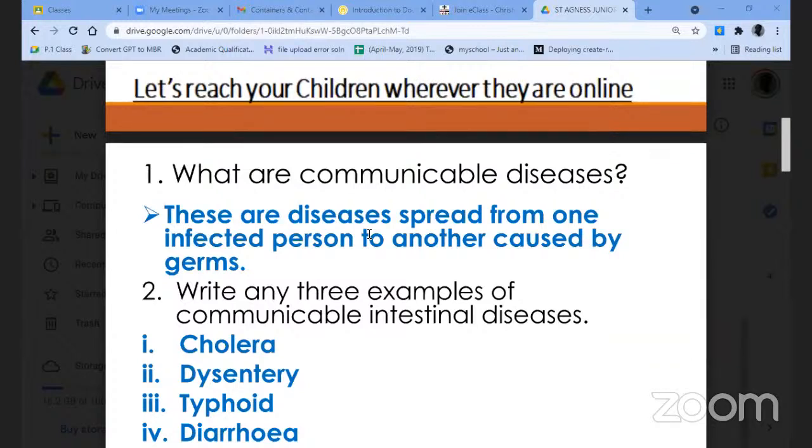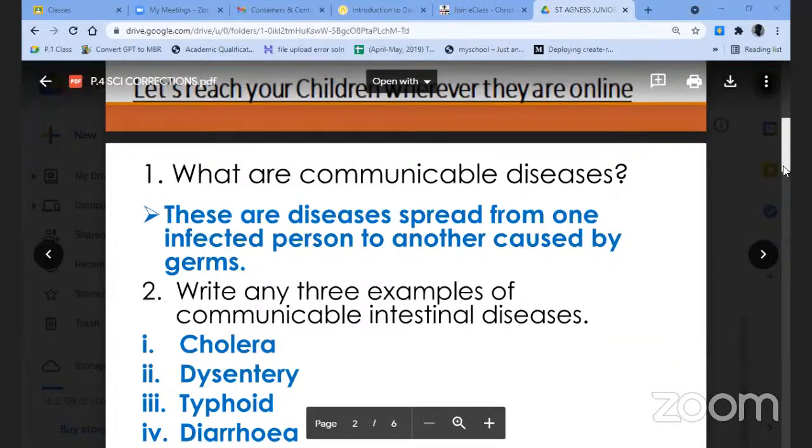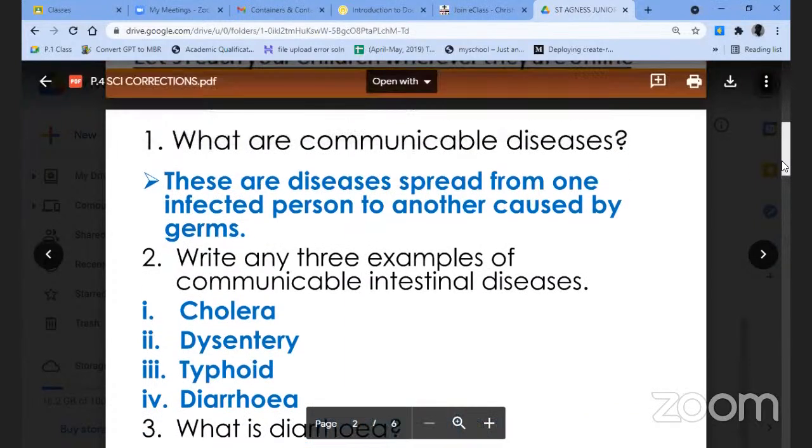Okay. Now, number 3 is talking about what is diarrhea. Maybe, Eric, before you display that, let the learners first define for us what diarrhea is. Let me get some answers from my friends here. Yes, Chris. What is diarrhea? Diarrhea is a frequent passing out of watery stool. Very good. So when we talk about diarrhea, it is the frequent passing out of watery stool.